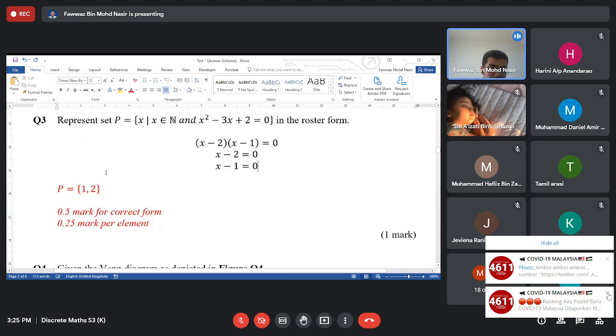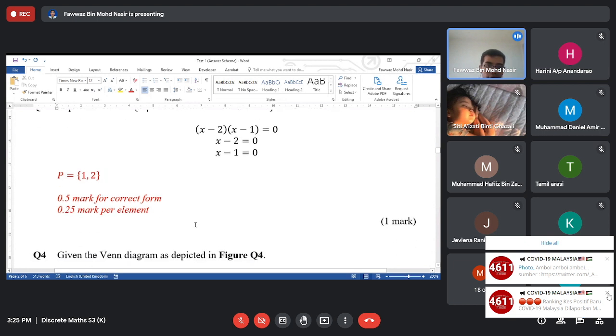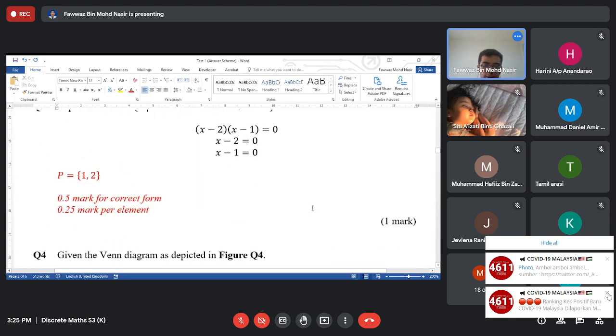So basically dari segi pecahan markah dia 0.5 mark for the correct form, okay, the roster form, and 0.25 mark per element, per correct element. So since we have two elements, so you get 0.5. Together you get 1 mark for this question 3. Okay.